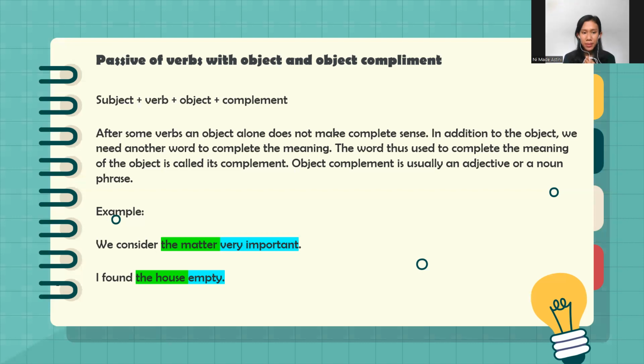Let's have a look at the example. The first one is we consider the matter very important. So we is the subject and consider is the verb. The matter is the object and very important is the complement. And very important here completes the meaning of the matter, I mean, it describes the matter. And then number 2 is I found the house empty. So empty here also explains the house.